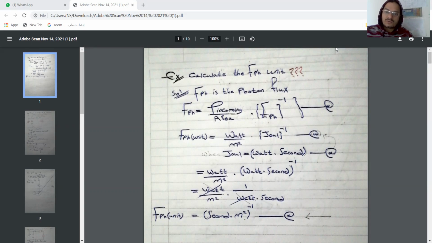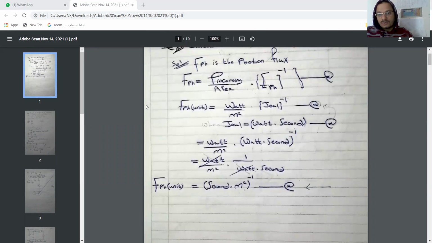Let's start by calculating the unit of the photon flux. Like we are seeing here, this is the photon flux. The photon flux equals P incoming divided by area times E_ph, the energy of the photon, to the power minus 1. Here the unit is watt divided by meter square, or you can say centimeter square, times joule minus 1. But like we know, joule means watt times second. After that, the last result will be second times meter square or centimeter square.